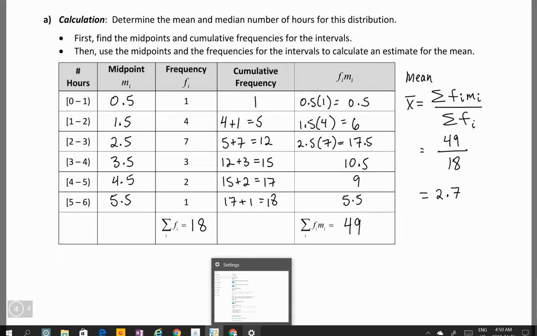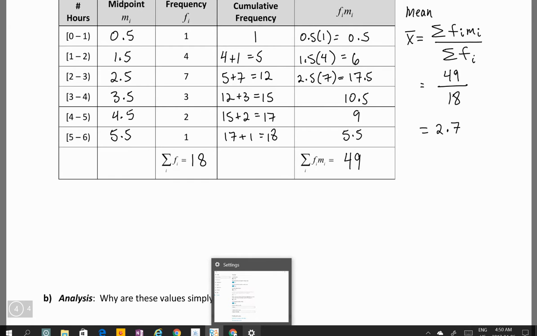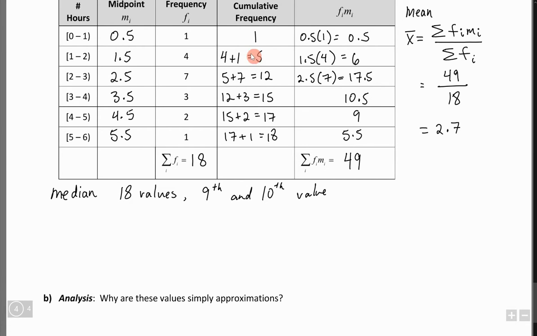So that's my mean. What about the median? Let's write this down here, the median. So we have 18 values, so 18 children. So what we're going to look at is the 9th and 10th value. Okay, and so where does the 9th and 10th value occur? The 5th value goes up to the 1 to 2 hour slot. So the 9th and 10th value are going to occur in the 2 to 3 hour slot, the third interval.